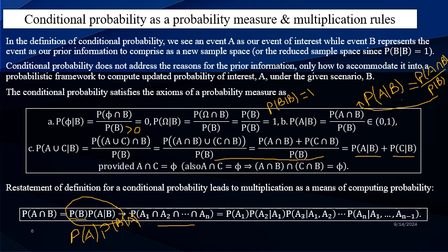Why? A1 occurred before A2. So that's your conditional probability of A2 given A1. And after that we are going to see occurrence of A3. So probability of A3 given A1 and A2. Then you observe A4, when A4 occurs after A1, A2 and A3. So likewise, lastly you will compute probability of AN given A1, A2, A3 up to N minus 1.